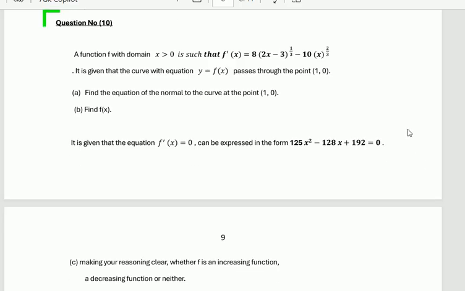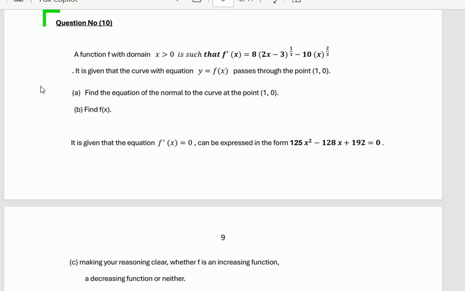The last question is question number 10. A function f with domain x greater than 0 is such that f dash of x equals 8 into (2x minus 3) whole raised to 1/3 minus 10x, and f dash of 1 is equal to 2/3. It is given that the curve with the equation y equals f of x passes through the point (1, 0). Part A, find the equation of the normal to the curve at point (1, 0).